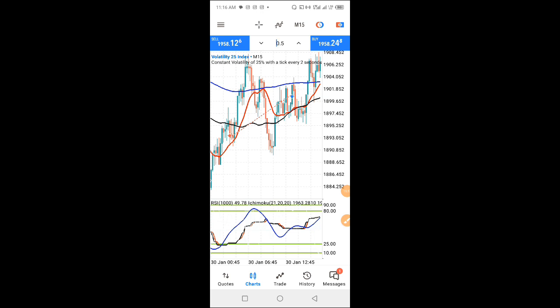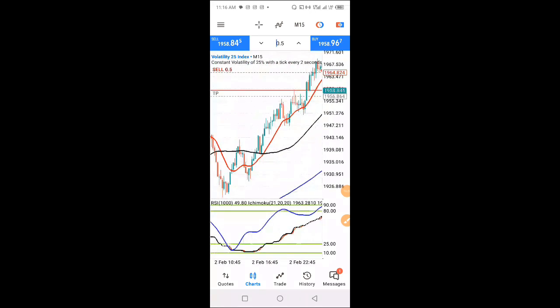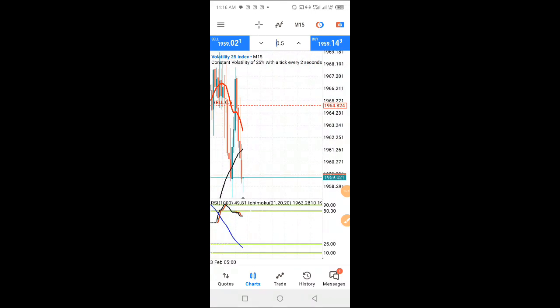Is that clear? You can use it to catch spikes. You can also use it to trade the default settings. Very accurate, guys. Very accurate. So before I go, let me show you the settings for this strategy.